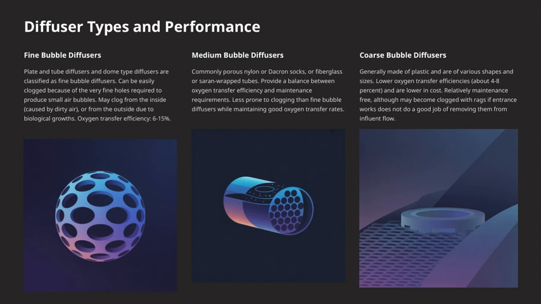Next, we have the medium bubble diffusers. These are often made from porous materials like nylon, Dacron socks, fiberglass, or saran-wrapped tubes. They strike a good balance. They provide decent oxygen transfer rates while being less prone to clogging than fine bubble diffusers. This makes them a practical choice when you want effective aeration without excessive maintenance. Finally, let's look at coarse bubble diffusers.